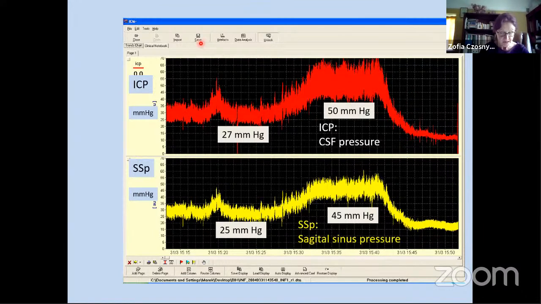During baseline, CSF pressure was elevated, but stable. Here we can see only one temporary vasogenic increase. Sagittal sinus pressure was also elevated, but a little bit lower than ICP. During the infusion phase, ICP started to rise to reach a plateau. After some time, sagittal sinus pressure followed the course of ICP. And after the infusion, both pressures decreased together.